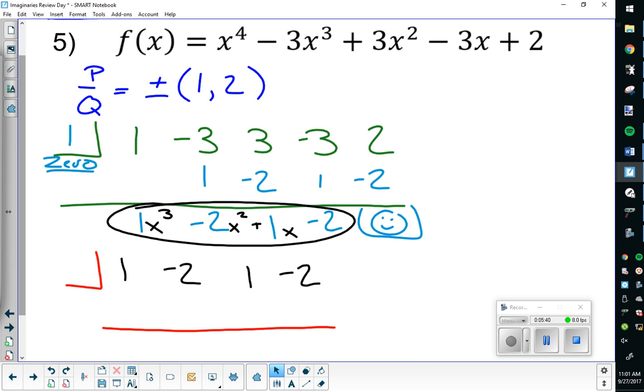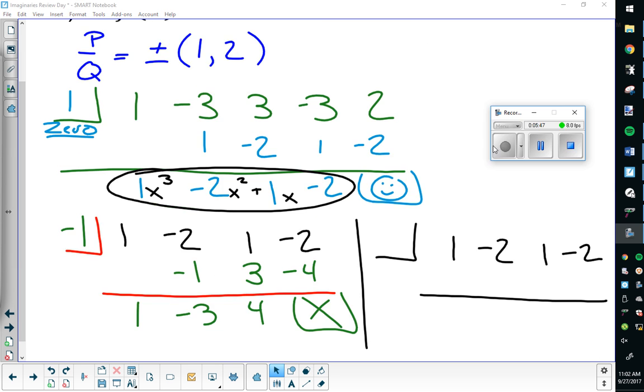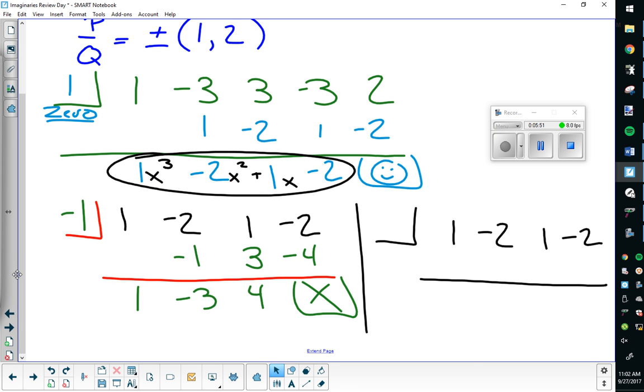So we just did 1. What number should we try next? Negative 1. Try synthetic division with negative 1 and see if it works. So we tried negative 1. Negative 1 didn't get me 0, so it didn't work. So if negative 1 didn't work, now I'm trying 2.